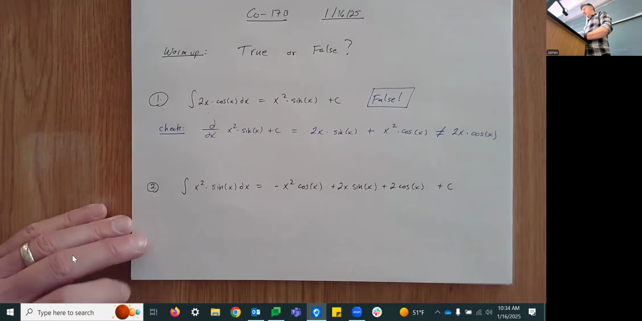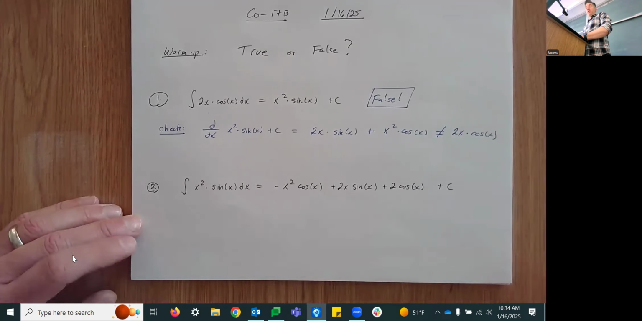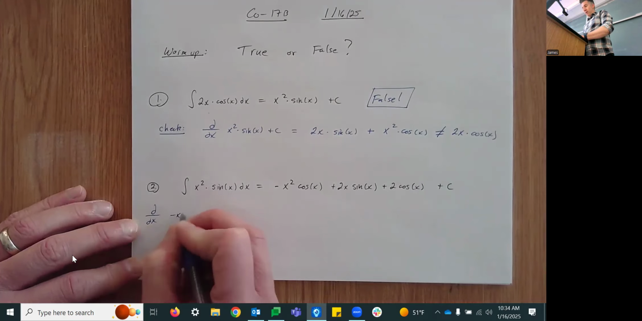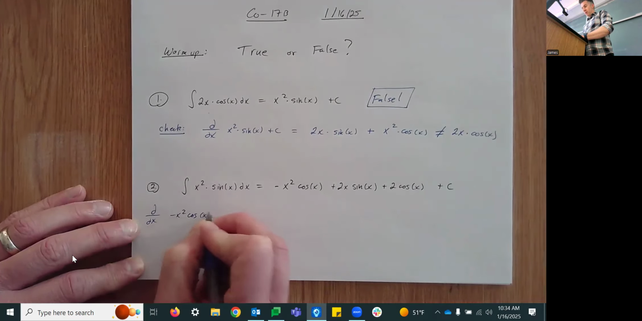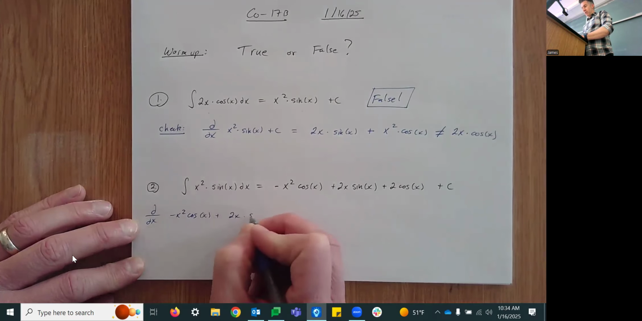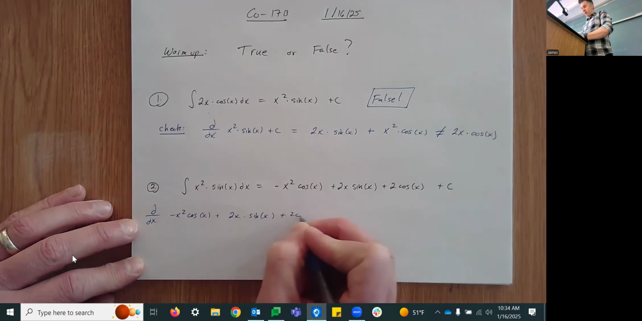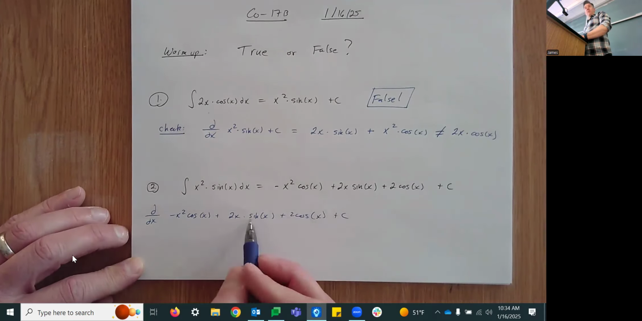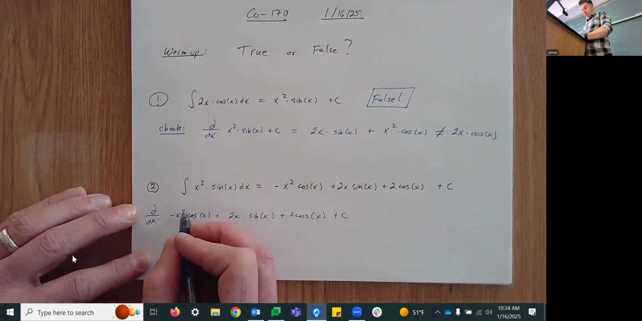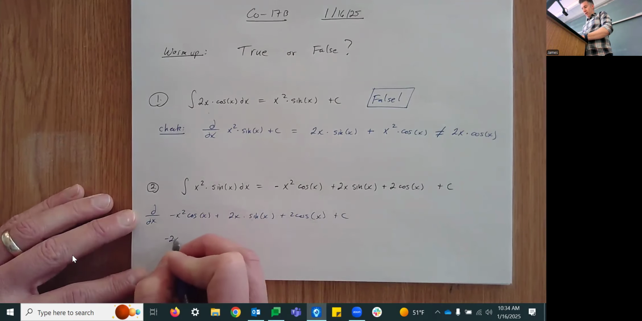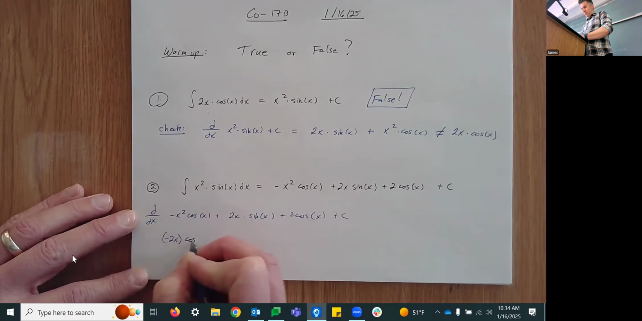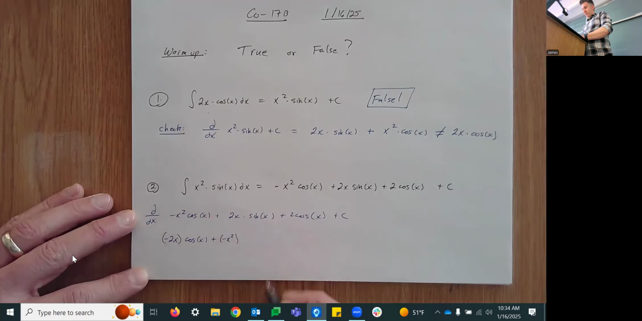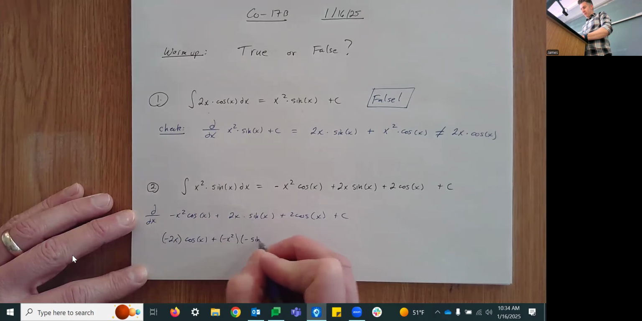On the other hand, unless I made a mistake, I believe the second one is true. Let's check. We're going to find the derivative of negative x squared times cosine of x plus 2x times sine of x plus 2 times cosine of x. We don't really need to write the plus c, but we will. So for each of these first two pieces, we're going to have to use the product rule. So it's going to be the derivative of x squared, which is negative 2x, times cosine left alone, plus, now we leave the negative x squared alone, and the derivative of cosine of x is negative sine of x.